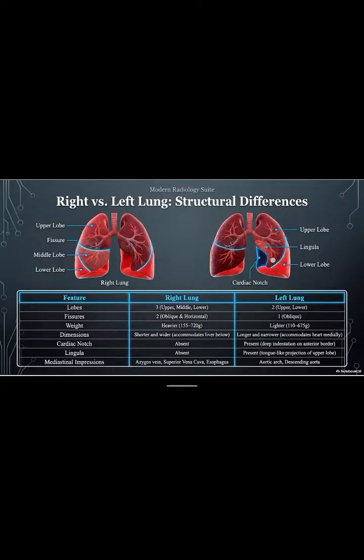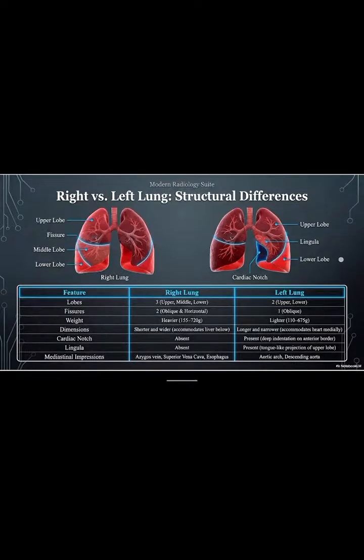It's like a tongue-like projection, as you can see there, and this lingula is absent in the right lung but present in the left lung. Don't forget that the lingula is present in the left lung, and it is a tongue-like projection from the superior lobe, at this junction. So we have the mediastinal impression.